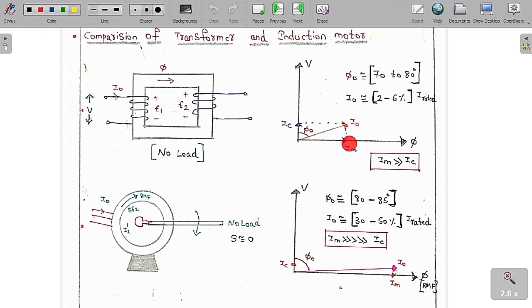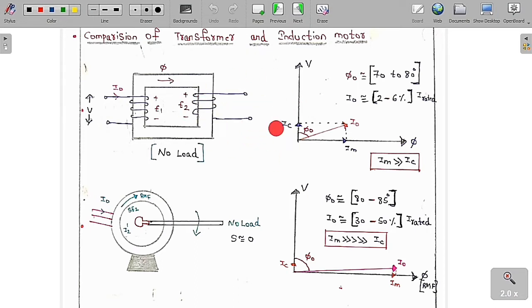If you resolve I0 into components, these are Im and Ic. This is called the magnetizing component, and this is called the core loss component. The phase angle between the supply voltage and the supply current is called the power factor angle phi naught. Phi naught is a very large value. At no load condition it is nearly equal to 70 to 80 degrees, and the no load current is only 2 to 6% of the rated current. We can say clearly, as phi naught is very high, Im is always greater than Ic. Therefore Xm is always lesser than Rc. The magnetizing reactance is always lesser than Rc, which is called the core loss resistance. This is the point you always have to remember in a transformer at no load condition.